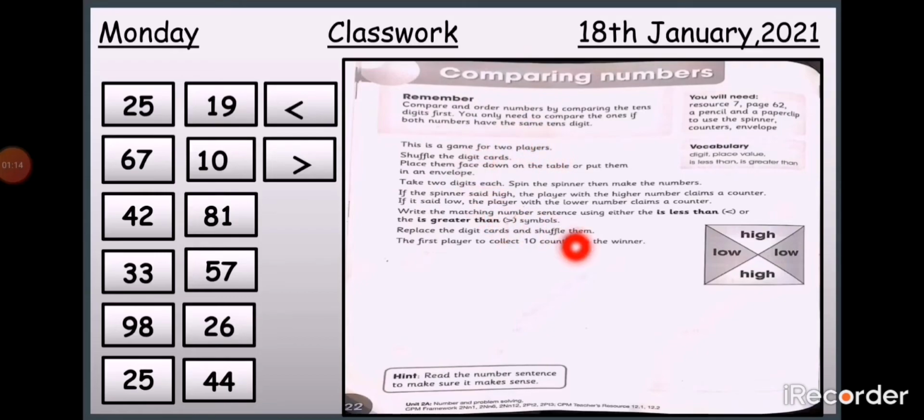After writing day and date, look at this page. This is the description here, but I am giving you a different task here. You will do this task in this space.